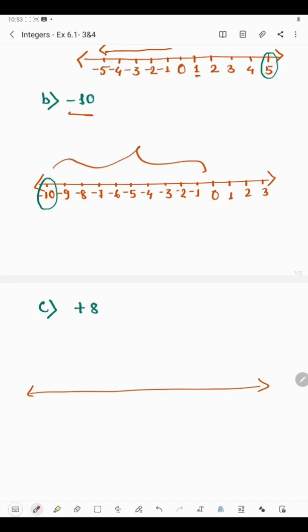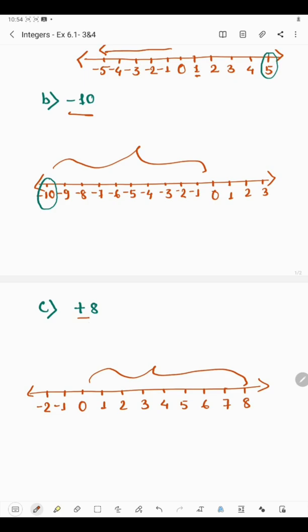Now in the next part we have +8. Since it is a positive integer, we will show the right side of 0. So 0 will be placed to the left so that we can keep some place to the right, as we have to show the right side of 0. Okay, so here we'll start with 1, 2, 3, 4, 5, 6, 7, 8, and the left side of 0 is all negative. So -1, -2 and so on.